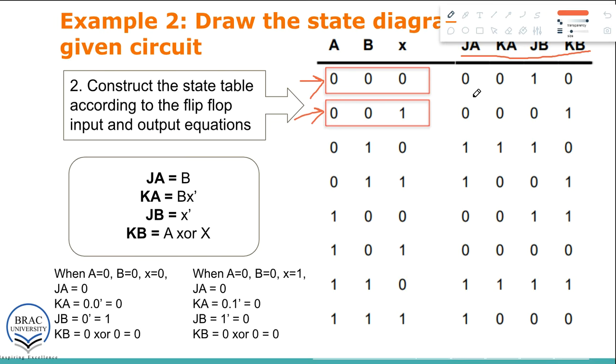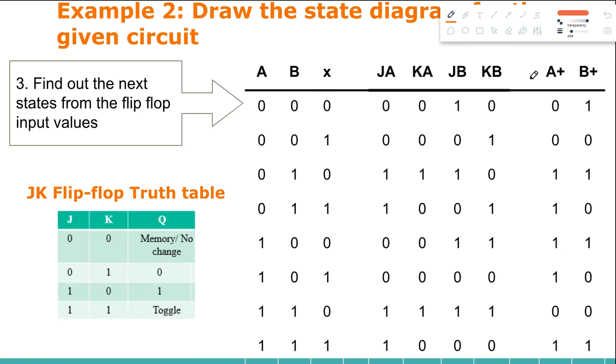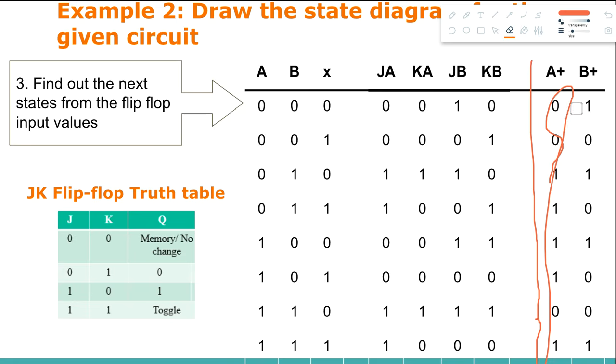Okay, so once you get those values, then you will expand this state table and you'll write the next state in this state table, which are A plus and B plus. Now to write down the values for A plus and B plus, we'll take the help of the truth table of JK flip-flop, since this problem is related to JK flip-flop.